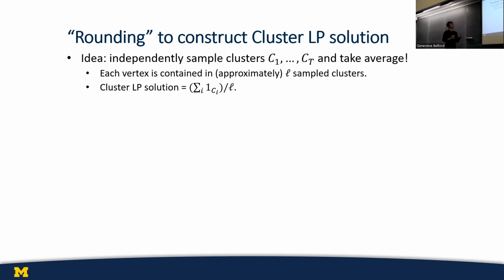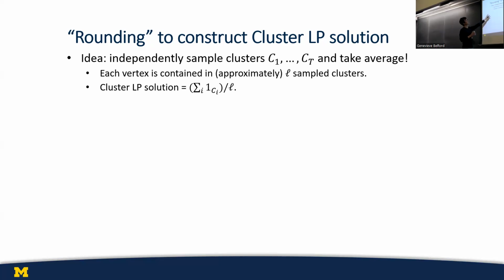Our rounding algorithm to solve the cluster LP is an iterative algorithm. In each iteration, we sample exactly one cluster, C_1 through C_T, where T is the number of iterations. So each iteration we are only sampling one cluster at a time. But the way we set up this rounding algorithm, the probability of each vertex belonging to a cluster will be the same for every vertex. Which means that if T is large enough, if you sample enough clusters, then each vertex will be contained in approximately the same number of clusters.